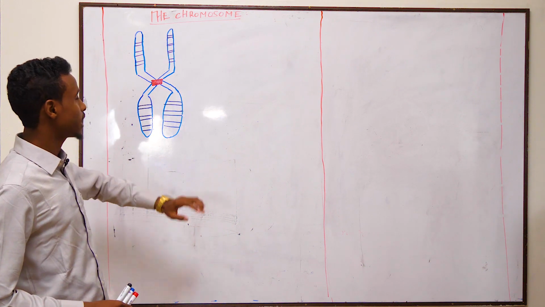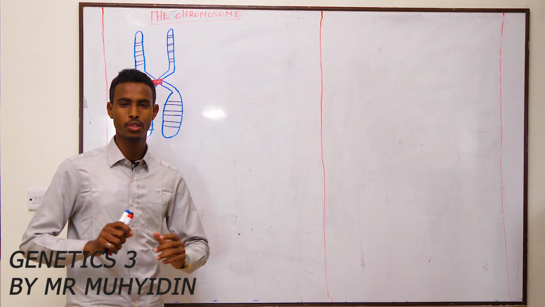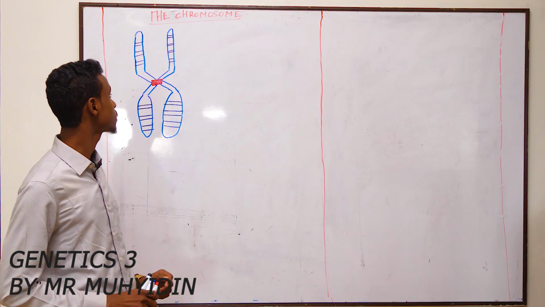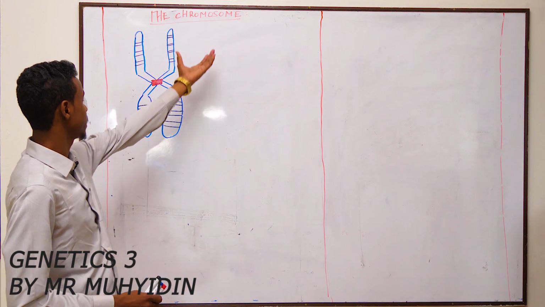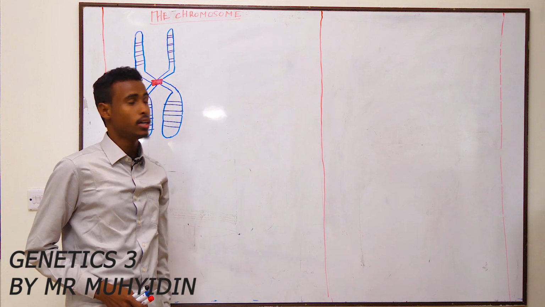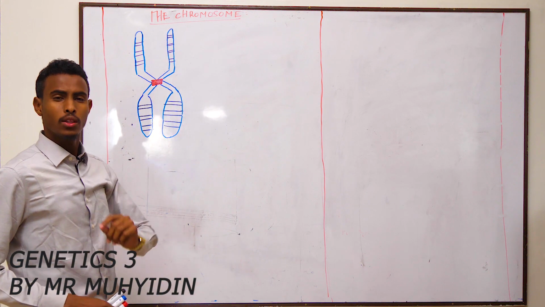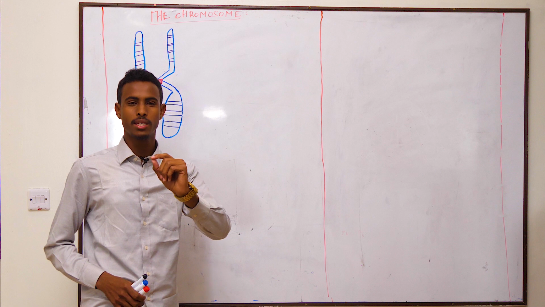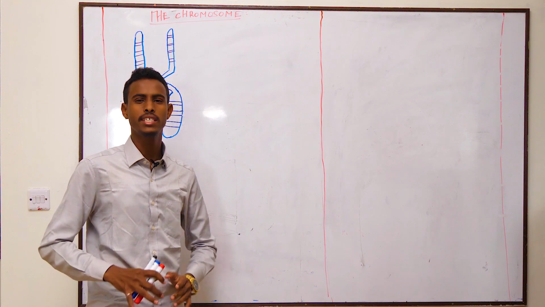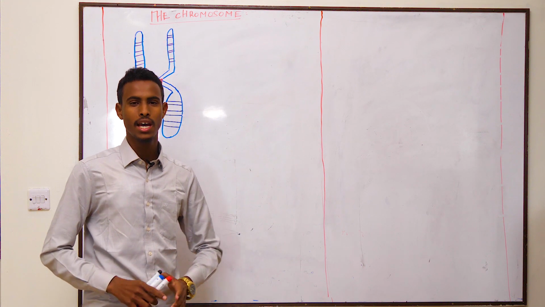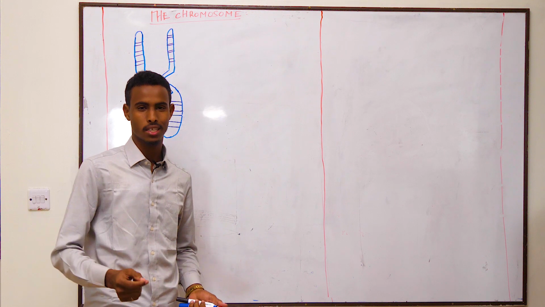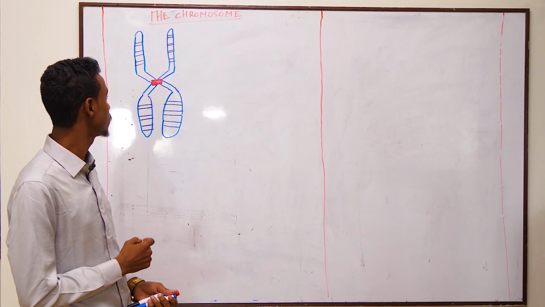Thank you very much. That aside, this is lesson 3 for genetics, and today we will be discussing the chromosome. We will also be dealing with something very important. Why is DNA used as a confirmatory test for a child's parentage?